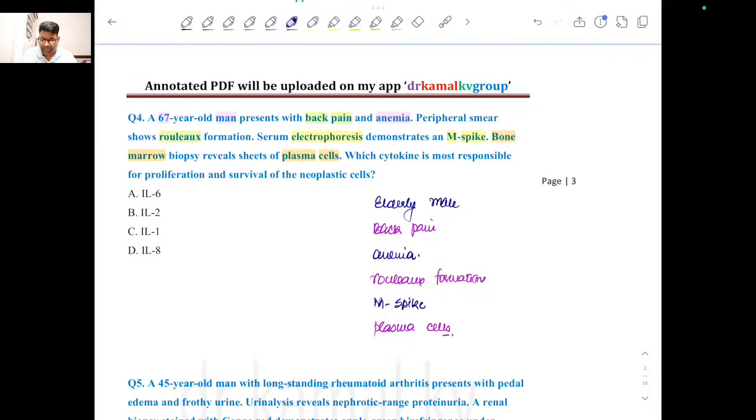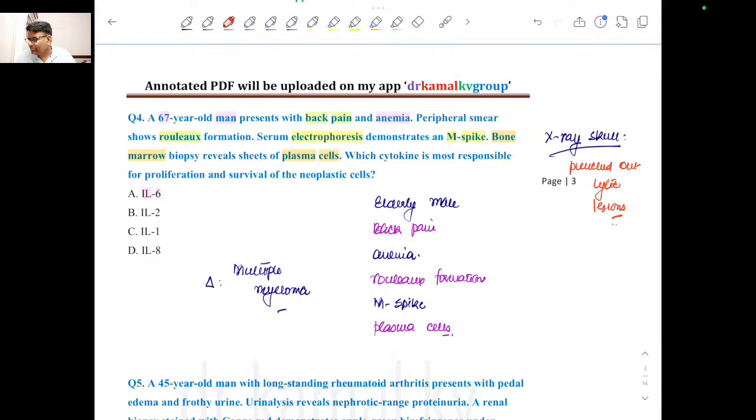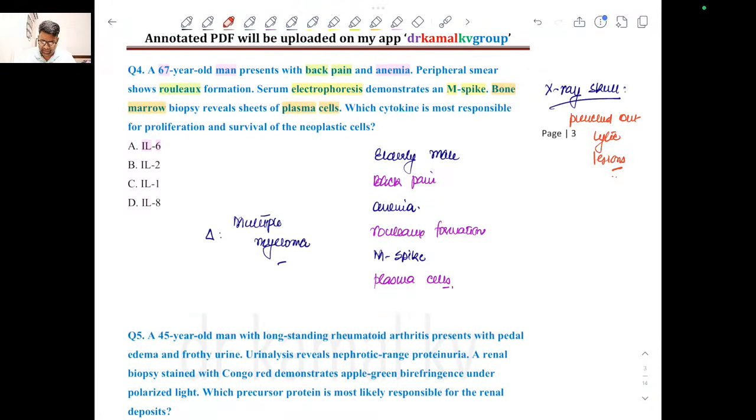So obviously this is a plasma cell dyscrasia. This is classical for multiple myeloma, right. So the clinical diagnosis is multiple myeloma, and yes, it is IL-6. Okay, yes, on X-ray it will show you punched out lytic lesions. So X-ray, especially of the skull, will show you punched out lytic lesions. Very characteristic word. Wonderful. Right. So this is multiple myeloma, IL-6.